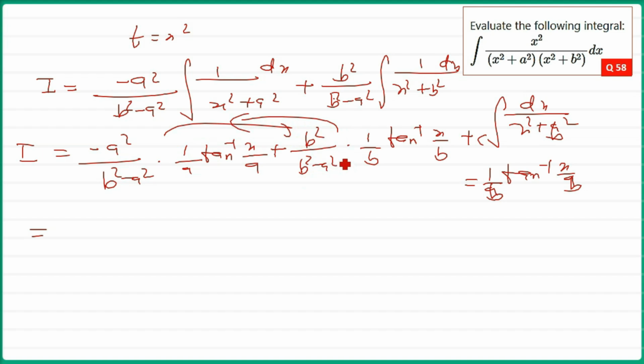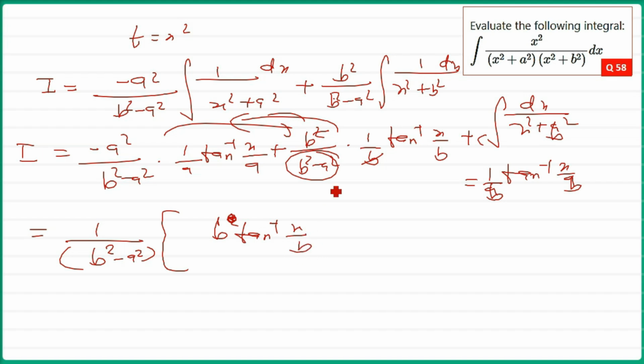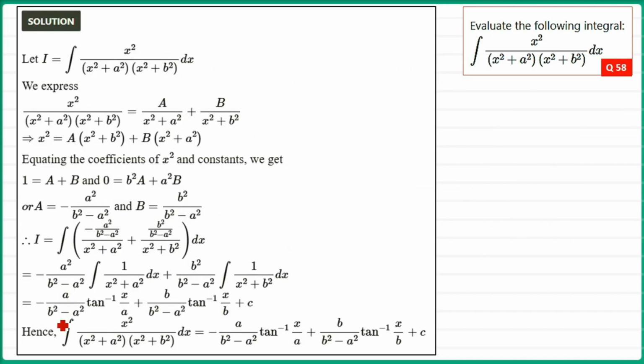But you can just have some simplification. You can take 1 by b square minus a square outside. That is, I'm just exchanging these two terms because negative is the first term, I want to keep it in the middle. So 1 by b square minus a square you can take outside, and the second term I'm writing first. b and b square, 1 b gets cancelled, so it will be b tan inverse x by b, and this will be negative. a gets cancelled, so a tan inverse x by a plus a constant of integration. So this is the way you are going to do it.